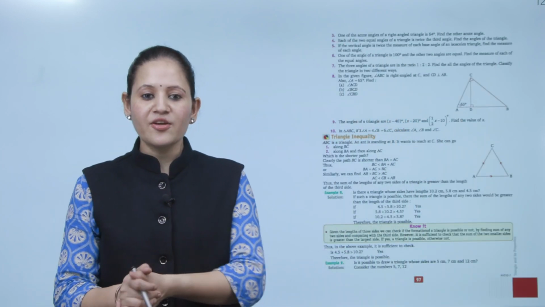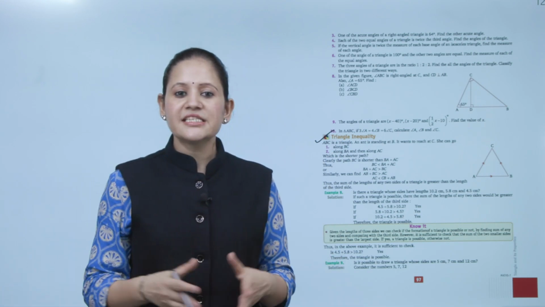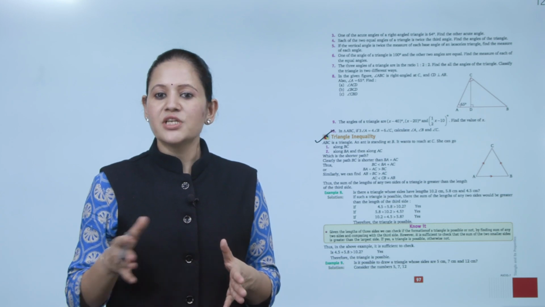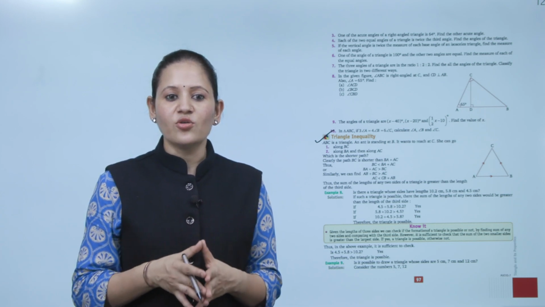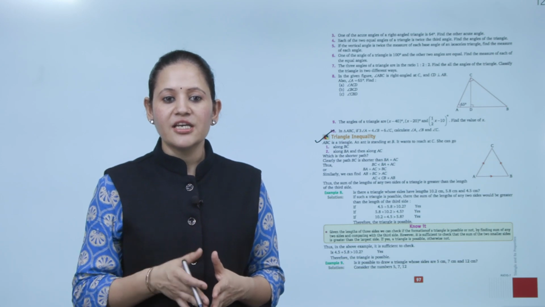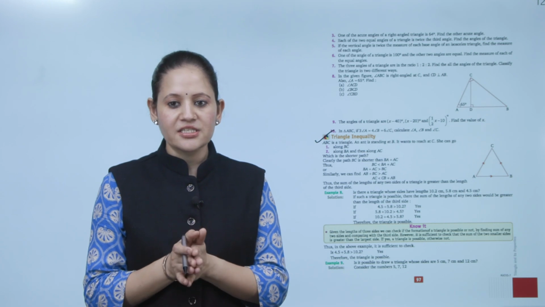Next is triangle inequality. ABC is a triangle and an ant is standing at B. It wants to reach C. She can go along BC, along BA, along AC. Which is the shortest path? Clearly the path BC is the shortest. Clear?